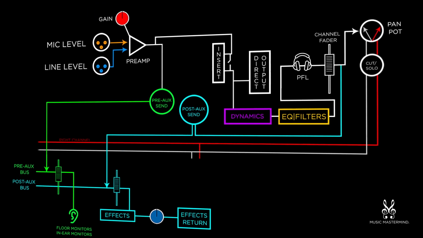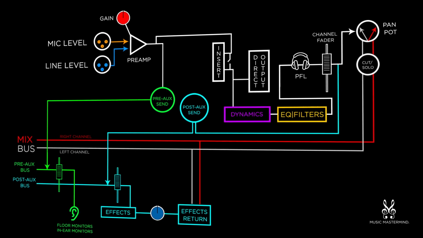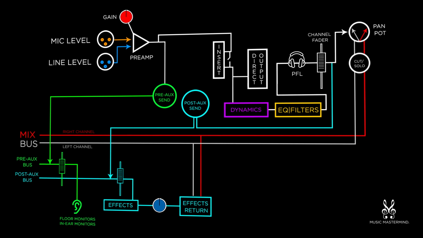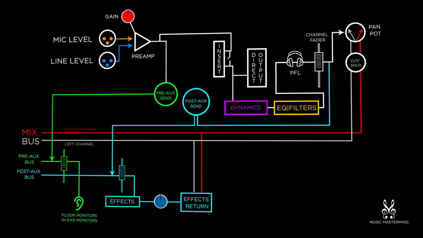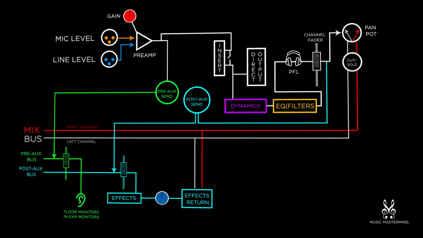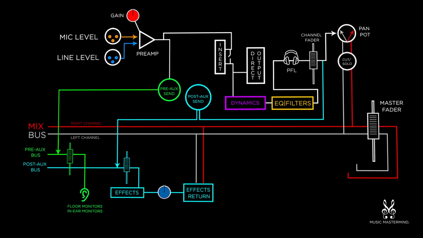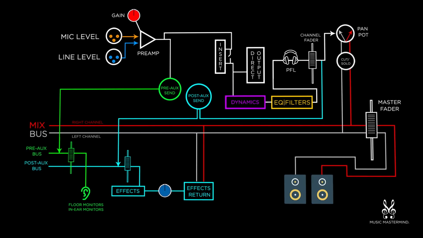After this, the signal gets dropped onto the main bus. A bus is normally a stereo mixdown of several channels. It is often called the mix bus. This main mix bus is controlled by the master fader of the console before it gets outputted out of the console into a speaker system.